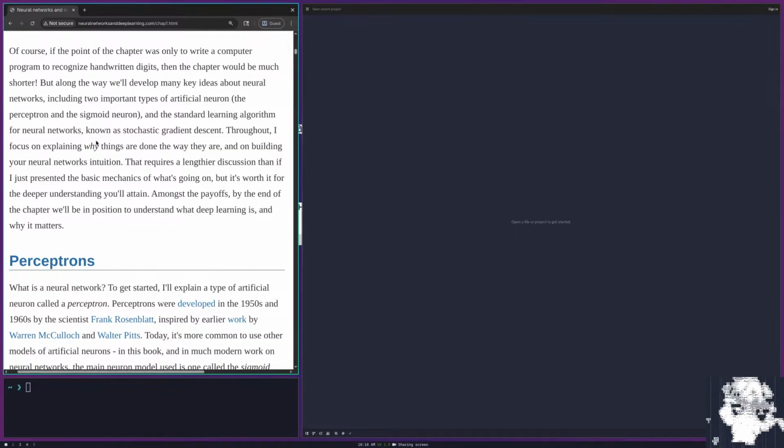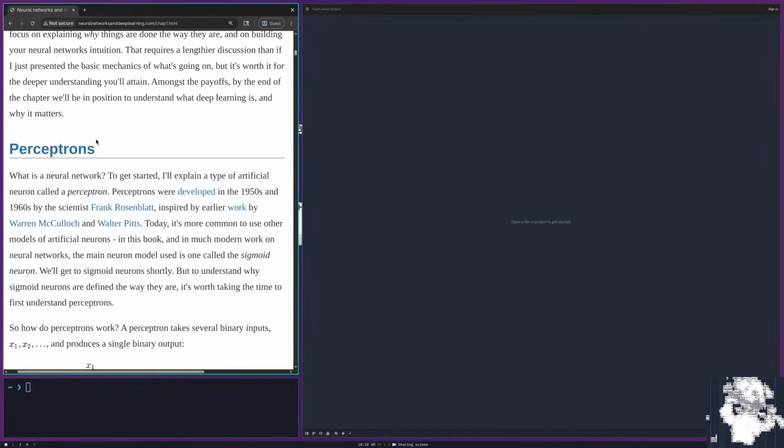Throughout, I focus on explaining why things are done the way they are, and on building your neural network intuition. That requires a lengthier discussion than if I just presented the basic mechanics of what's going on, but it's worth it for the deeper understanding you'll attain. Among the payoffs, by the end of the chapter, we'll be in a position to understand what deep learning is and why it matters.